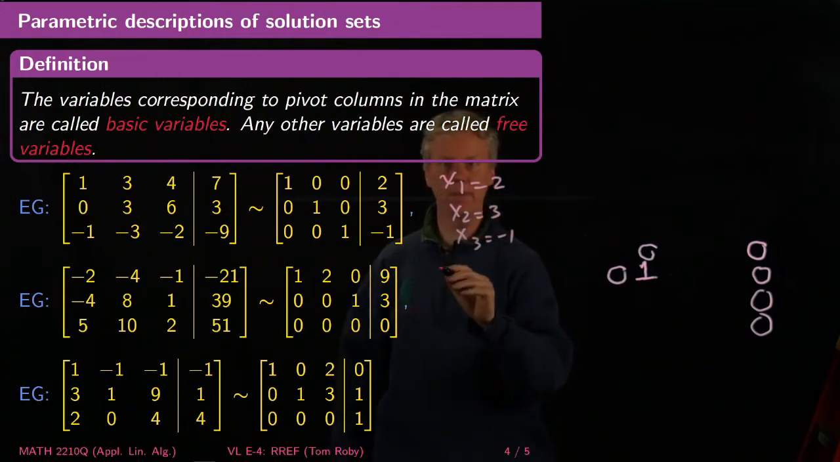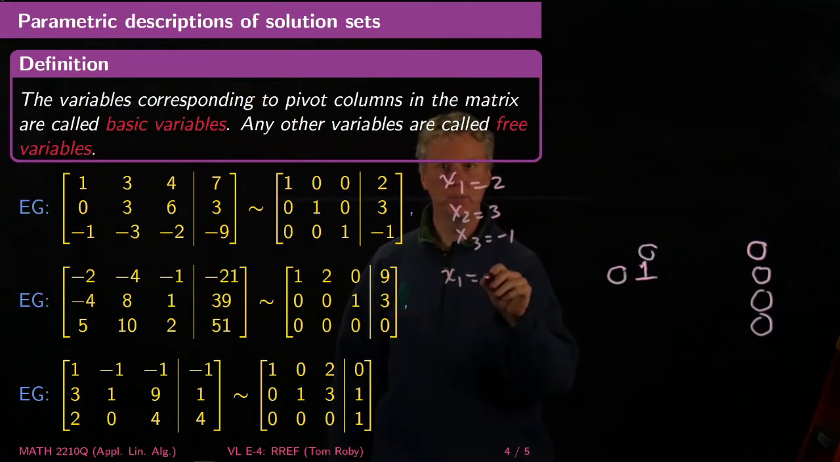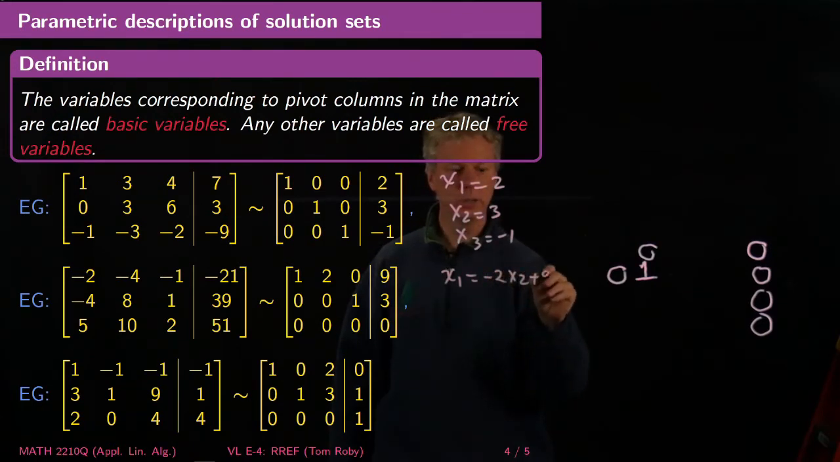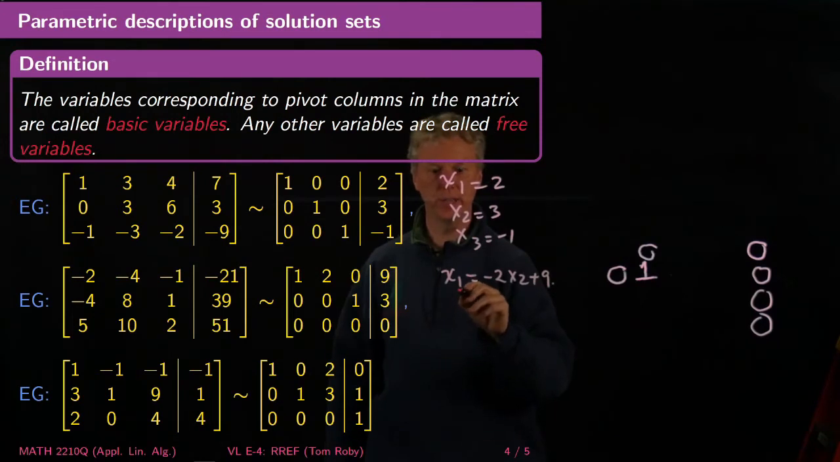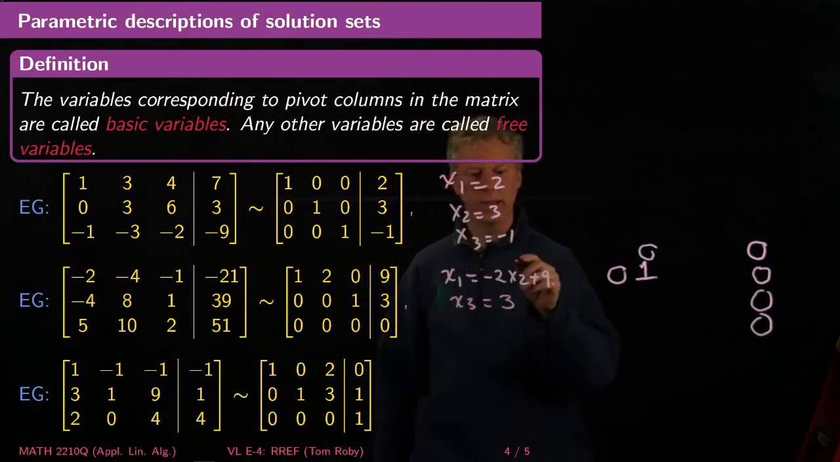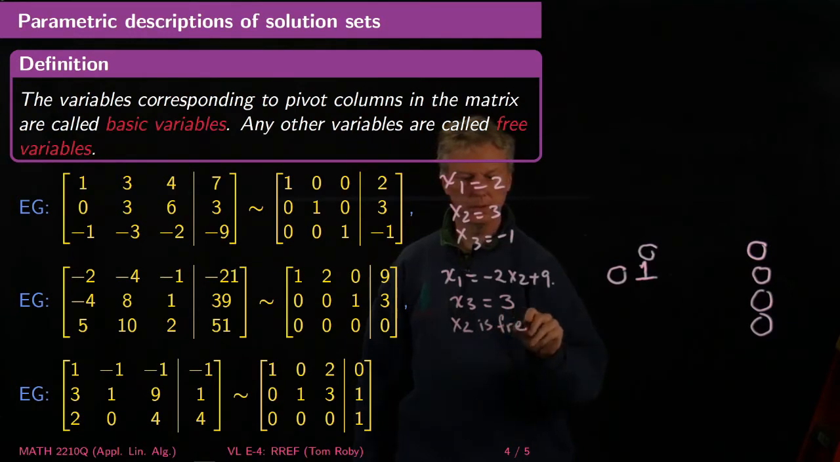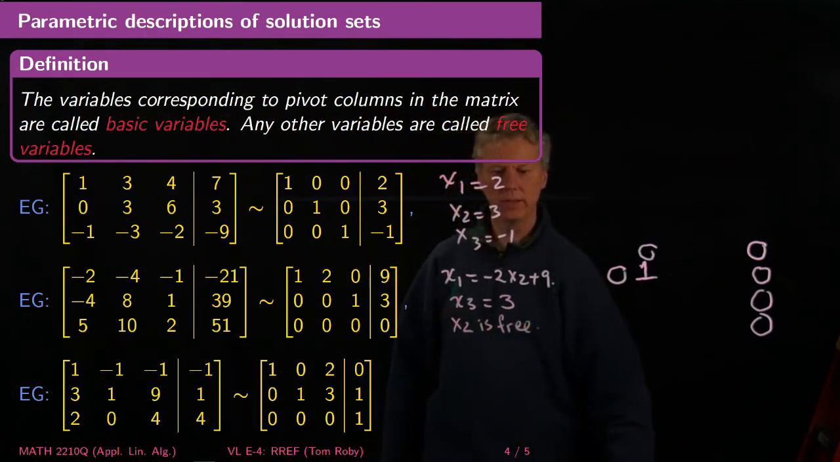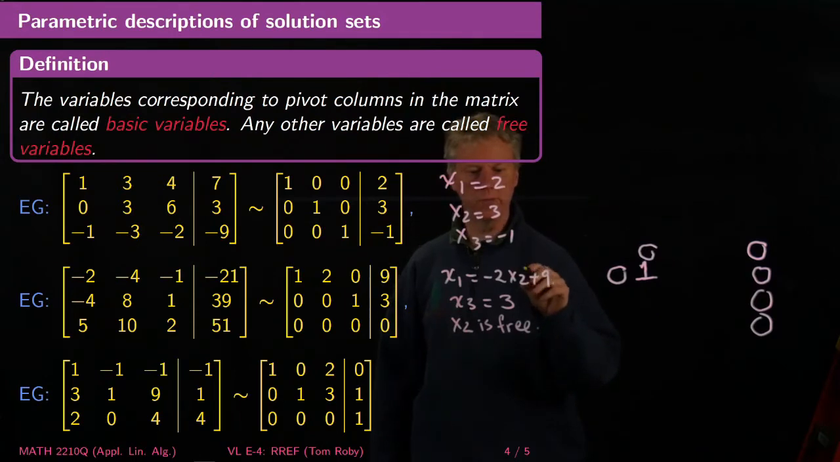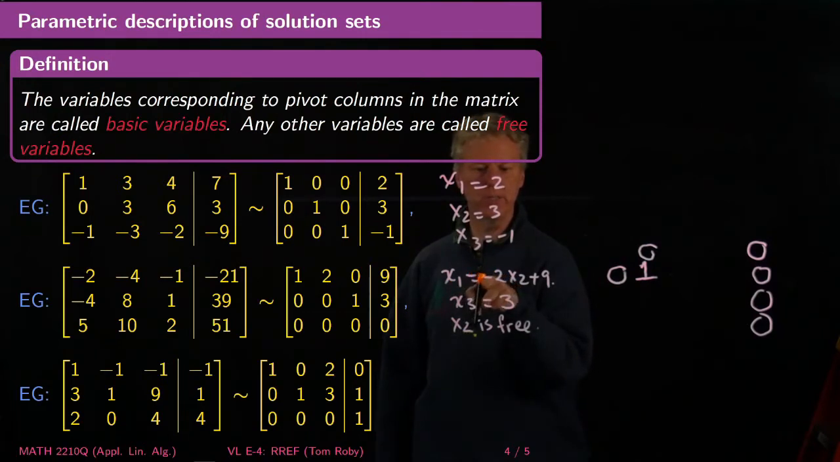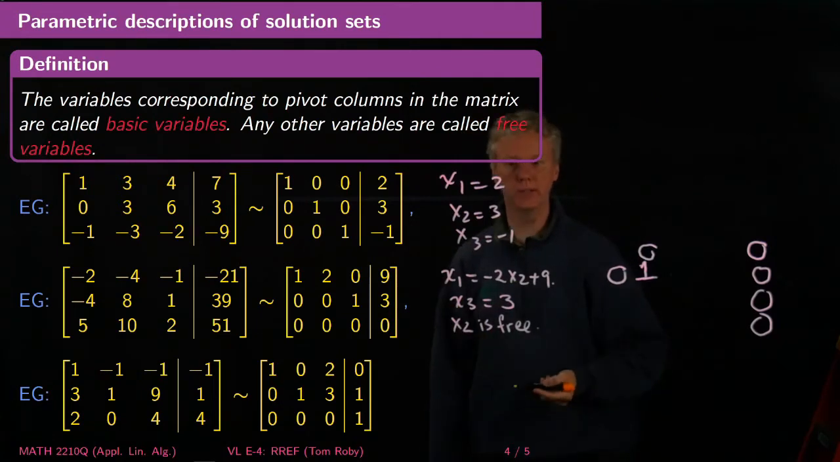Whereas in the next one, what happens? Well, this one says that x1 equals -2x2 plus 9. The second equation says that x3 equals 3. And now this x2 is free. And what that means is that if I substitute any value that I want for x2, I could call it t if I wanted, then x1 is -2x2 plus 9, and x3 is equal to 3, then that will always be a solution.